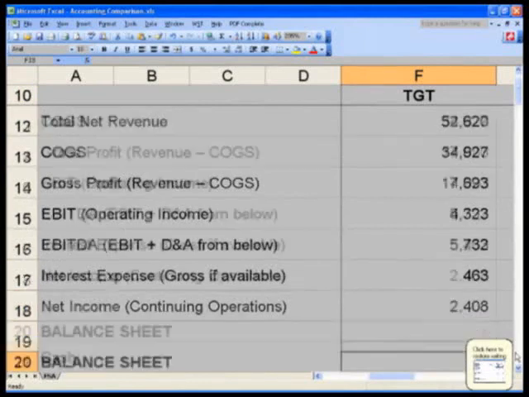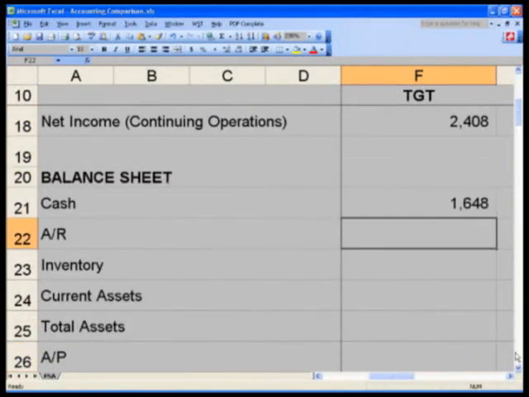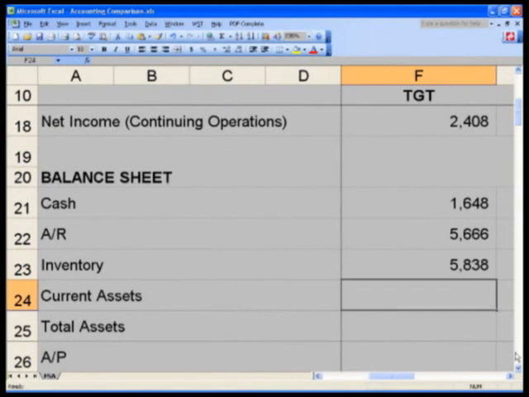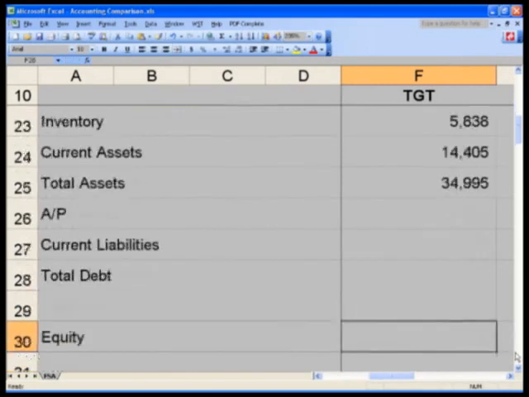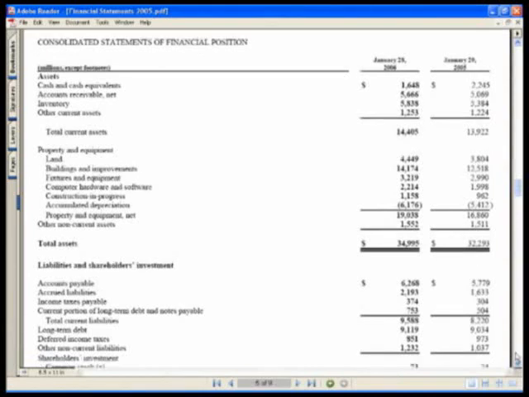Cash and equivalents, again, was 1648. Accounts receivable was 5666. Inventory was 5838. Current assets 14405. Total assets 34995. Let's go ahead and start doing our liabilities. Let's do our accounts payable, current liabilities, as well as our equity, and then we'll come back and do a full explanation of our debt.